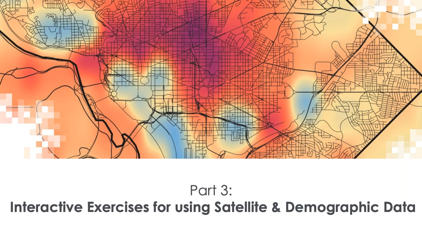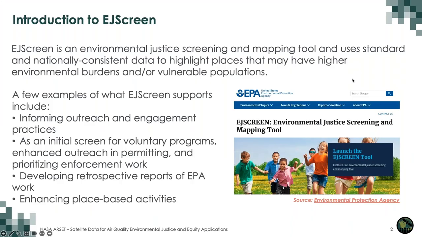Today I'm going to be talking about how we can use satellite and demographic data in interactive ways to better understand air quality in EJ. We're going to launch today by talking about EJScreen, which is the EPA, or Environmental Protection Agency's, environmental justice screening and mapping tool. This tool was developed by the EPA, and it provides a nationally consistent way to combine environmental, demographic, and socioeconomic data.